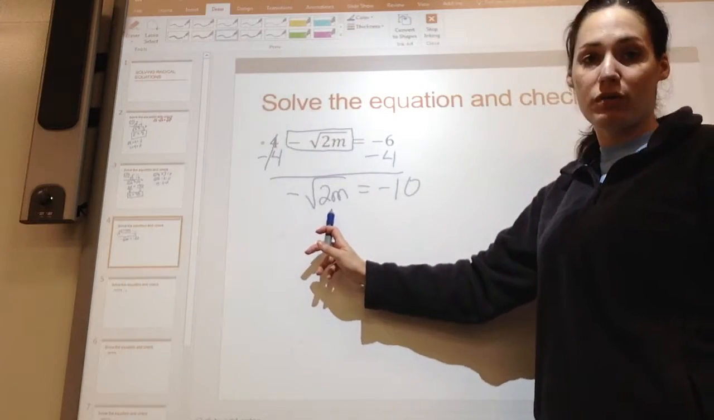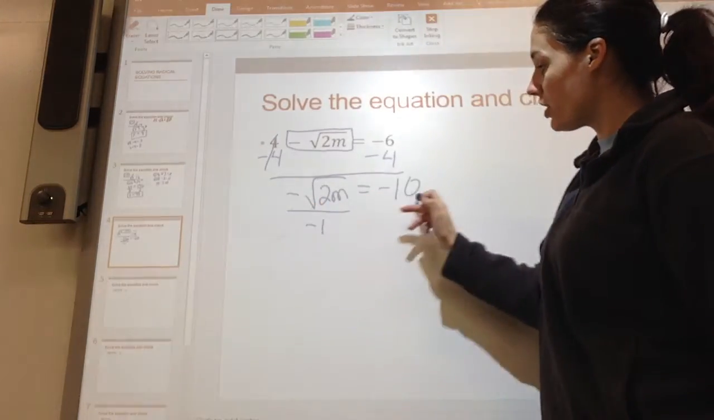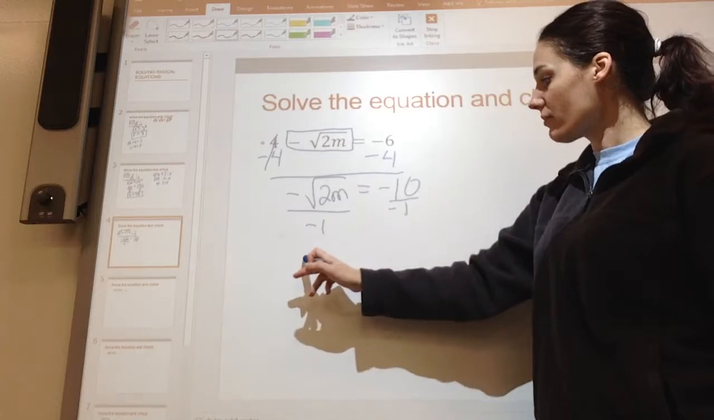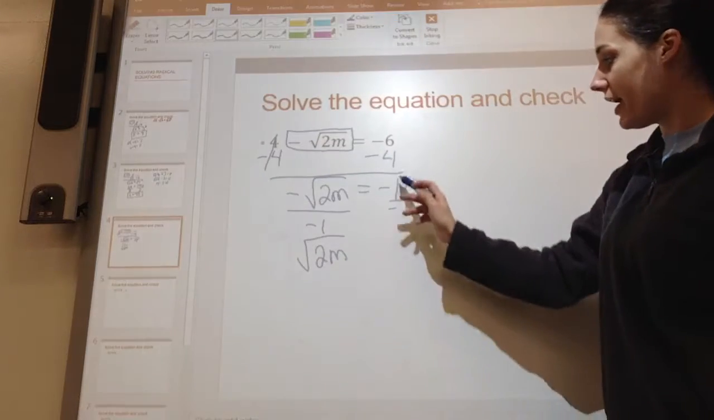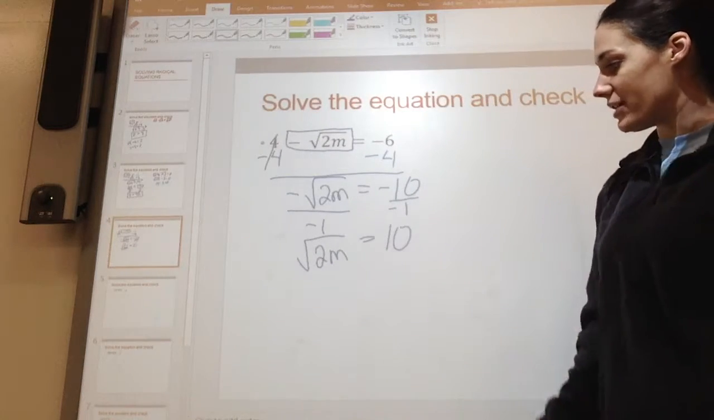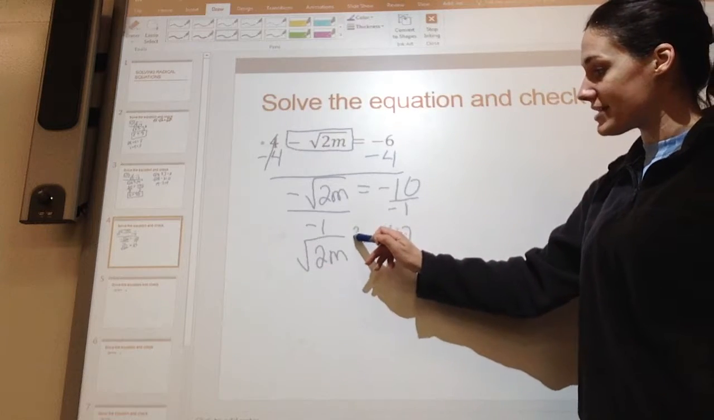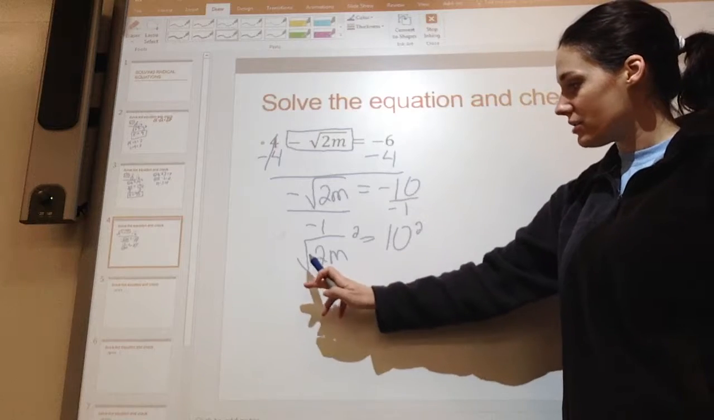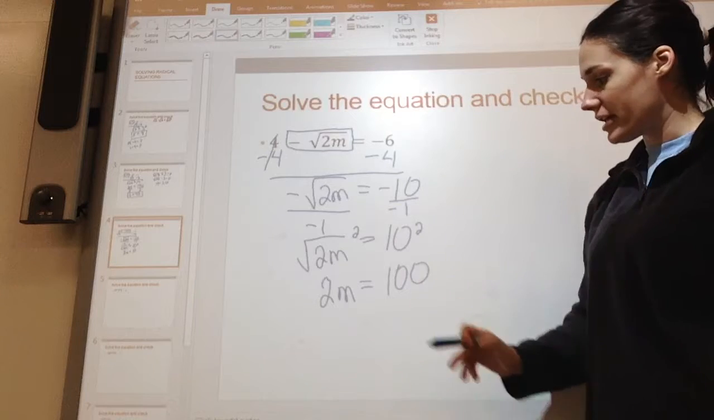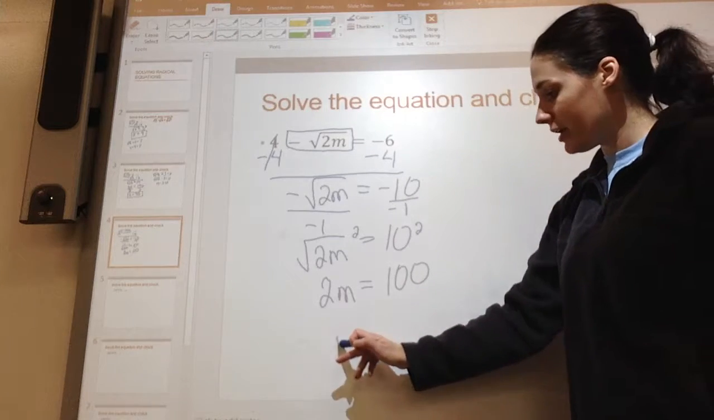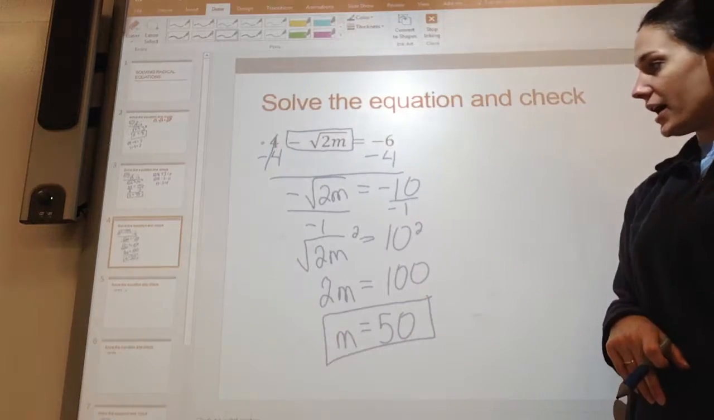Now, we still don't have the square root isolated because there's still a negative in the front. It's like a negative 1 coefficient, so we're going to divide both sides by negative 1. That leaves us with the square root of 2m, because the negative cancels with the negative 1, and those divide to give you 10. So the square root of 2m equals 10. Now that the square root is isolated, we can square both sides. Square root and square cancel, so 2m equals 100. 10 squared is 100. Divide by 2, and we get m equals 50. Ta-da!